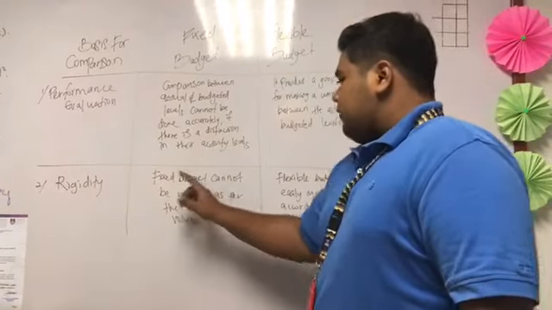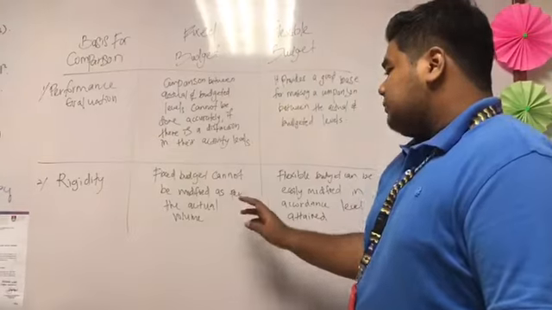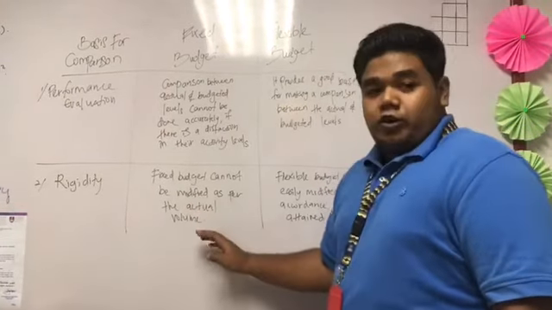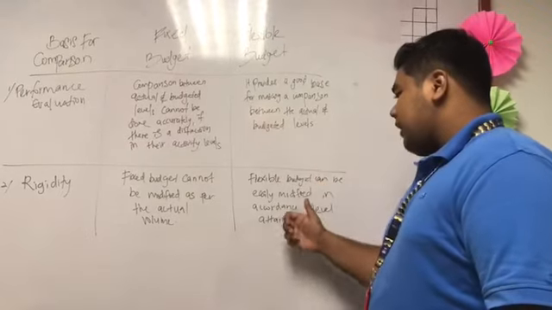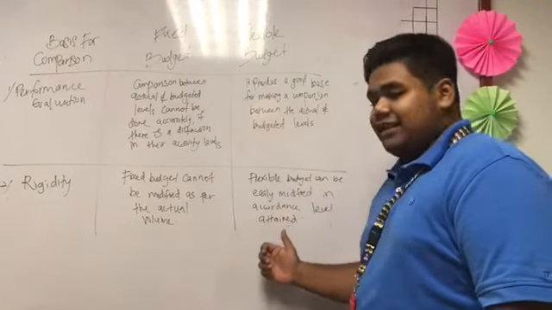Okay, now we go to the second difference, which is rigidity. A fixed budget cannot be modified as per the actual volume. Meanwhile, a flexible budget can be easily modified in accordance with the level attained. That's all.